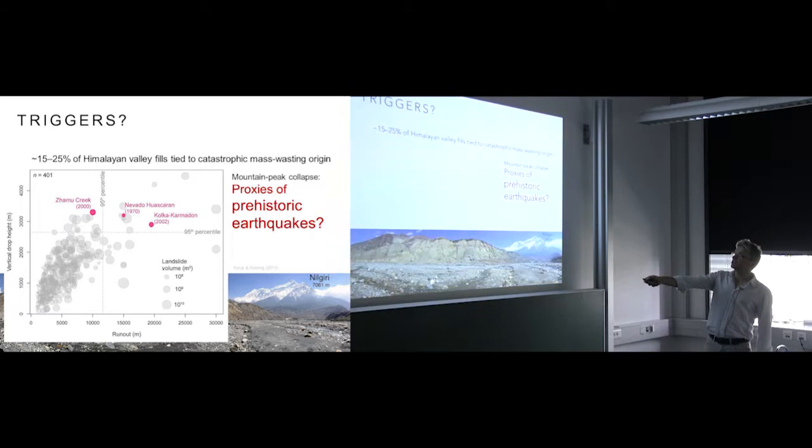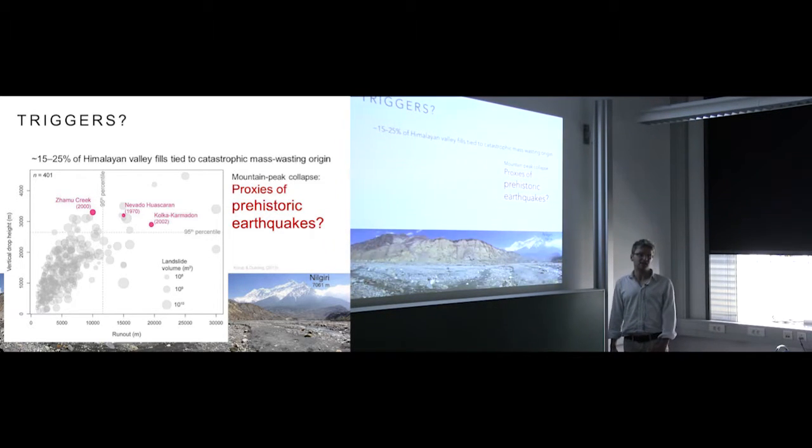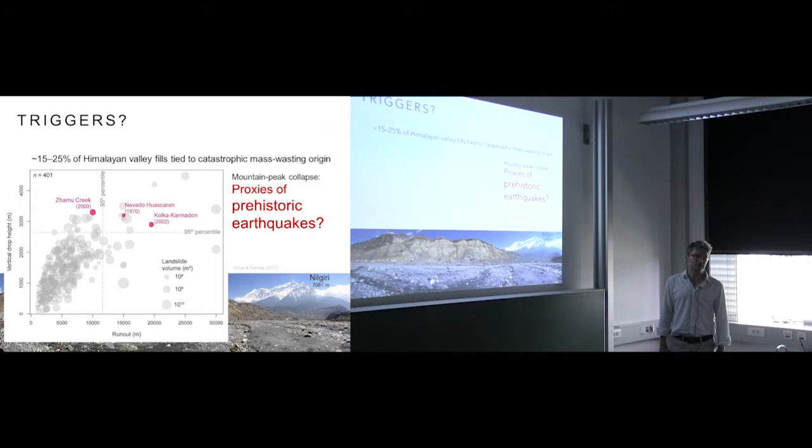If you look at the sediment budget I showed you earlier, okay, the Himalayan valley fills, just by going through the literature and doing a meticulous search on the volumes of reported mega landslides of this type, you'd find that at least 15 to 25% of the valley fills might be of catastrophic mass movement origin.